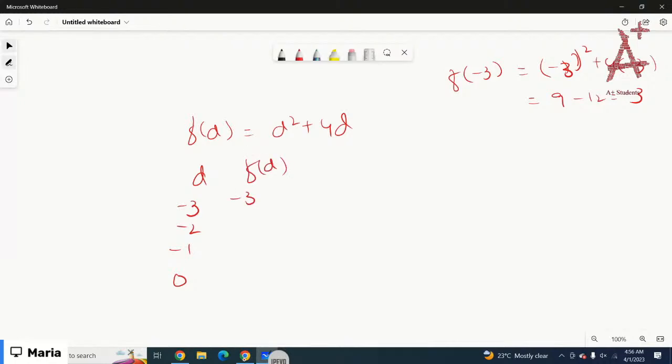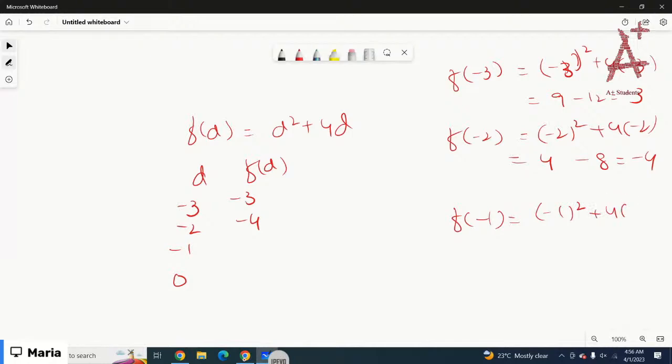Got it? Okay, then f of -2. -2 square plus 4 times -2 would be 4 and minus 8, it would be -4. Here you have -4. Then f of -1, it would be -1 square plus 4 times -1. That would be 1 minus 4, -3 it is.